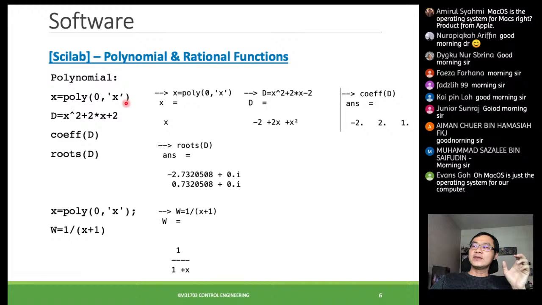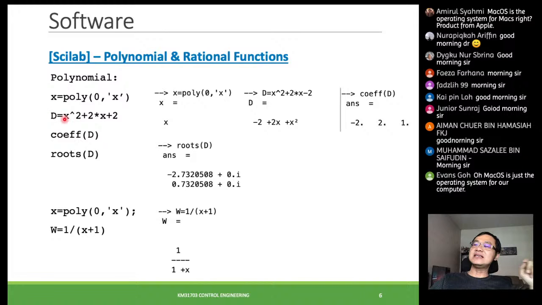So from that onwards, the software will recognize that this x itself is a symbol or the variable that you are going to use in your polynomial. So you just put this line to define what your variable is. You can put y or z or h or a or whatever it is. Then after that, you can start to type your equations.